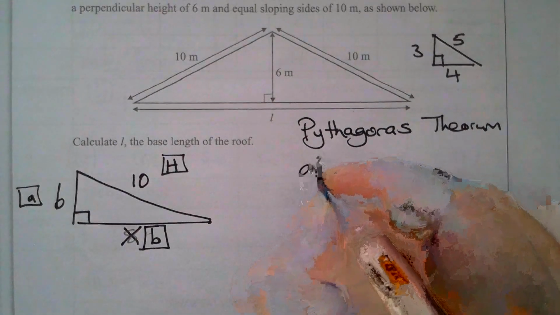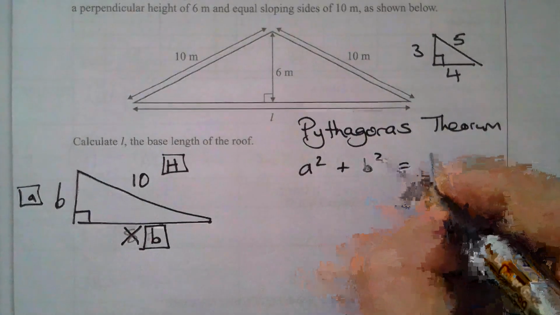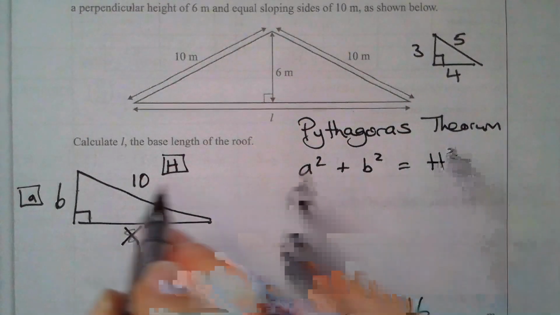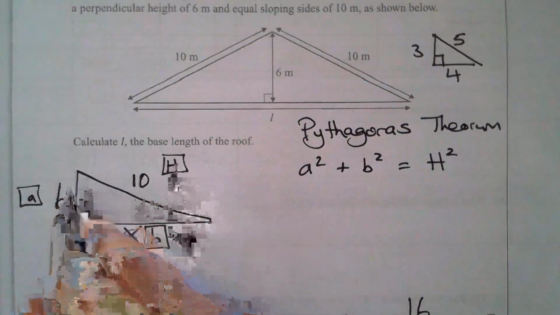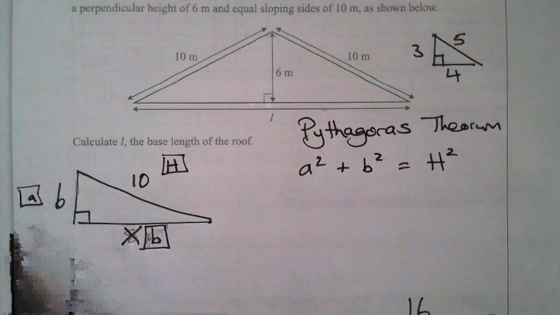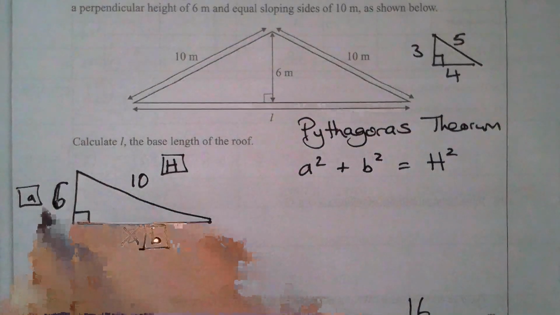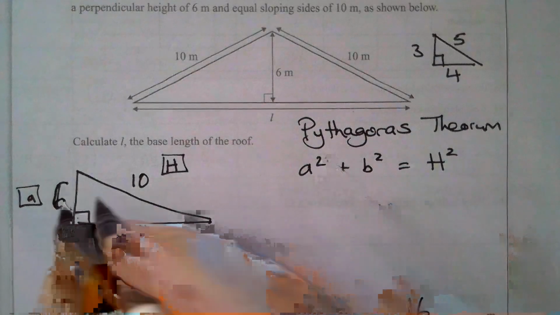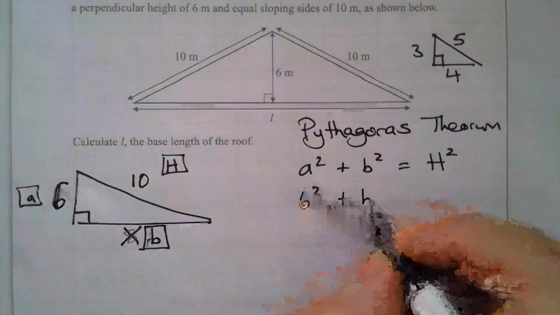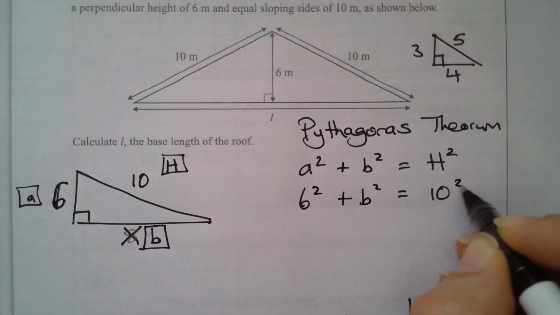Pythagoras' Theorem. It's another of those things that you just need to learn. Hypotenuse, the longest side. H is the hypotenuse. Doesn't matter which way round you put your A's and B's, but do make sure that you know which is the A and which is the B. We said A is 6, so 6 squared, plus B squared, equals H squared, which is 10 squared.